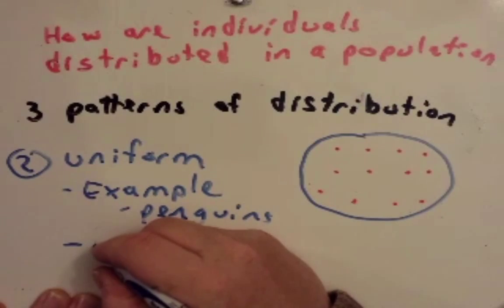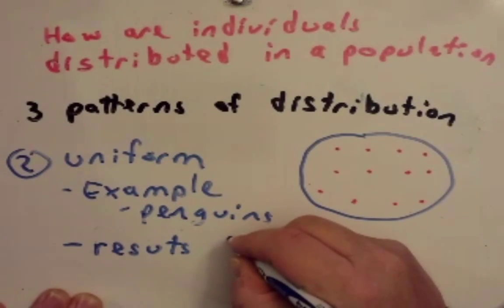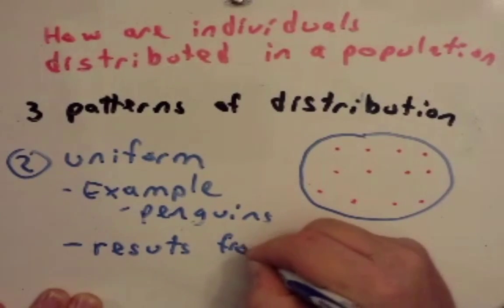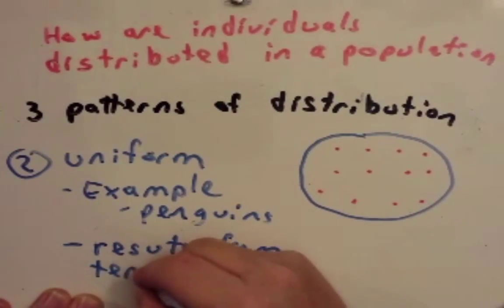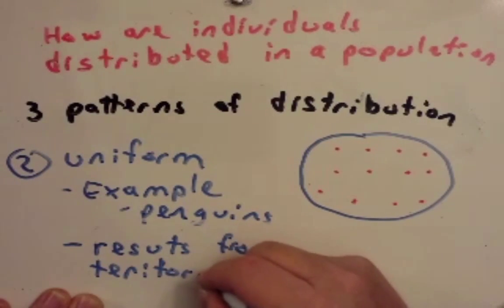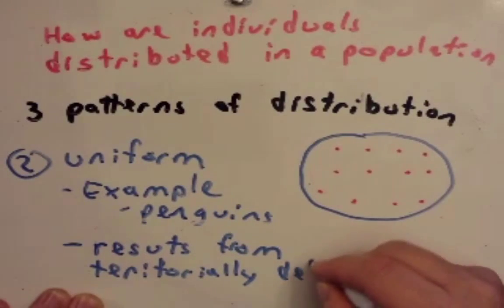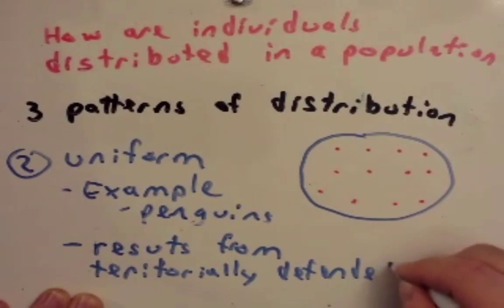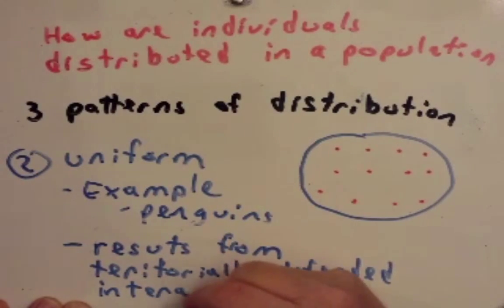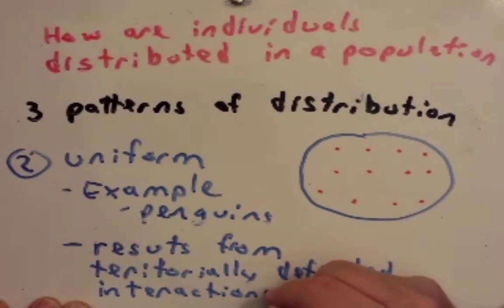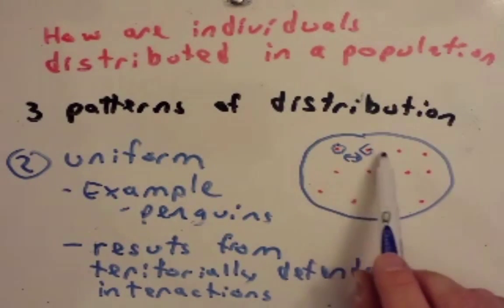So our example would be penguins. And this usually results from territorial interactions. For instance, in our penguins here, they protect their individual territories.